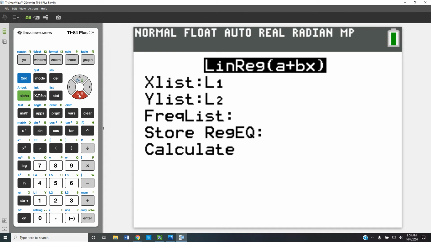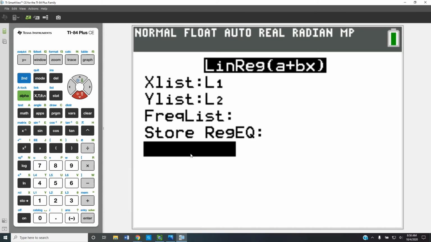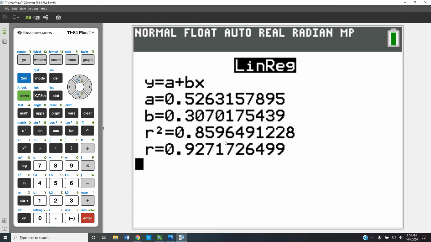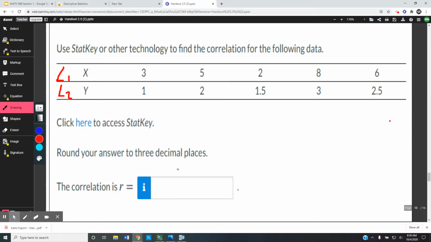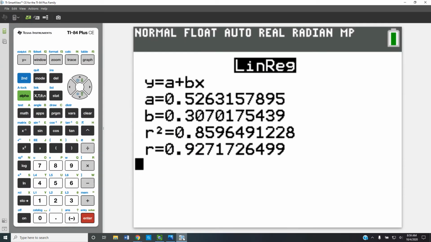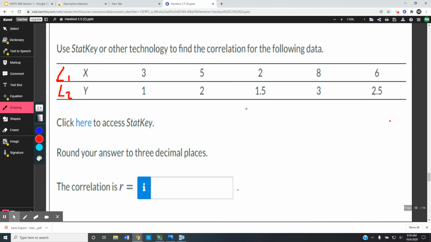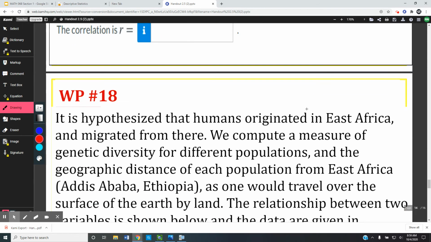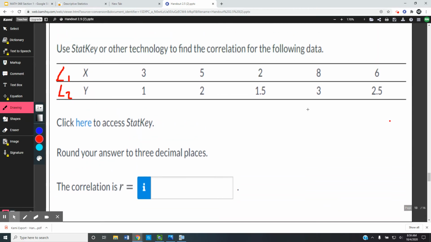We're going to run down to where it says calculate. We don't need to worry about frequency or stored regression equation. I'm going to run the list, and I am going to get the bottom calculation, which is called an R value. The R value for this data is 0.927. So we go back to our work. The R correlation to 3 decimals is 0.927. That is how you run an R correlation from a set of data.